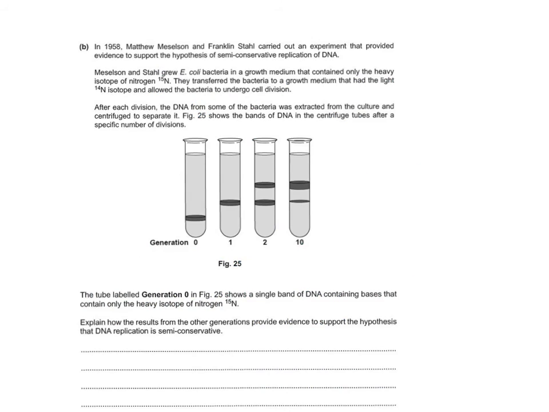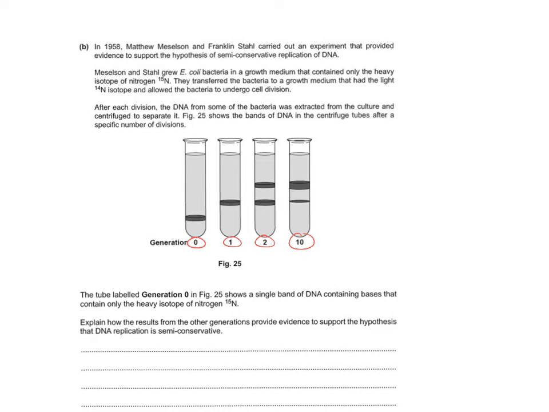A bit of exam technique: read those questions carefully. Okay, this Meselson style question was done reasonably well, but the number one thing I want to say is do use these diagrams. They've given you generation 0, generation 1, 2, and 10. If you work through each of those tubes and tell me something about each one, you will get all of the marks here. If you just use generation 0 and 1, then you won't get the marks.